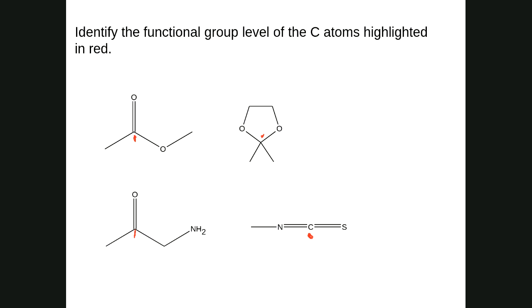I hope that it hasn't been too difficult to identify that this carbon has 1, 2, 3 bonds to, in this case, oxygen heteroatoms, so it's a level 3 carbon. This one has only 2, so it will be a level 2 carbon. Here, if you look at the carbon I've highlighted, it's a carbonyl group. It's a ketone, and it's a level 2 carbon. And here you've got the final example, an isocyanate group, and it would be a level 4 functional group.